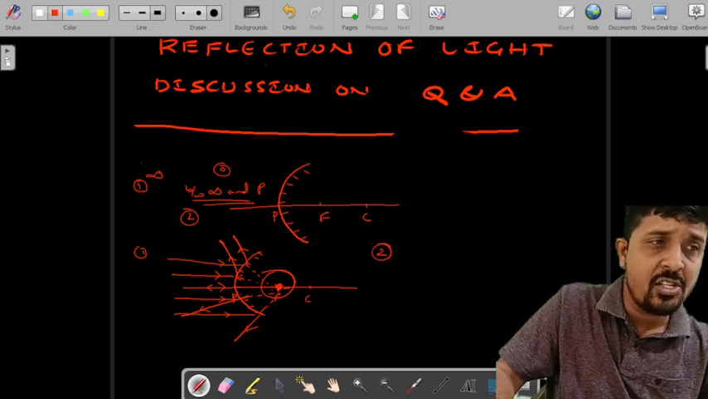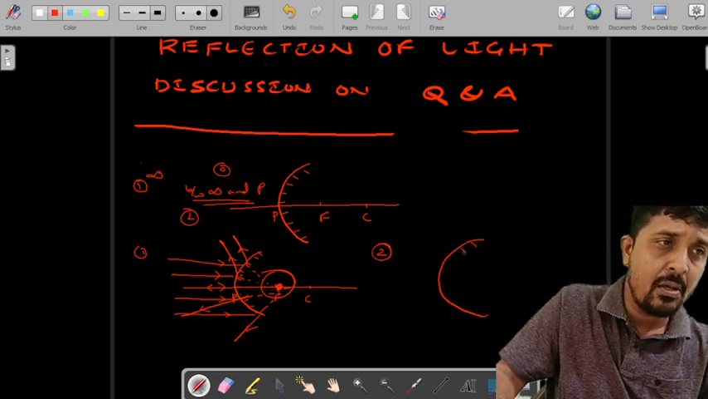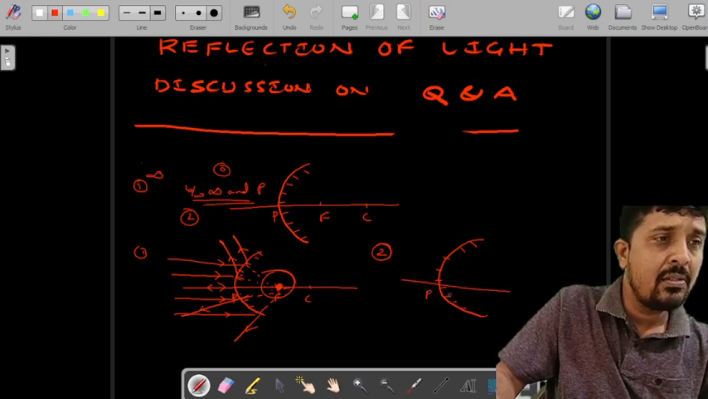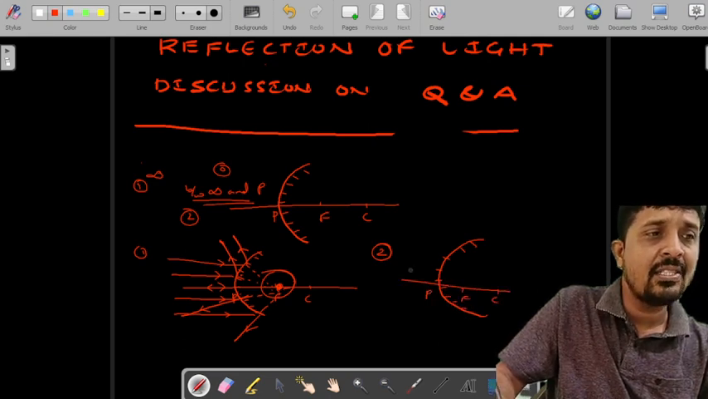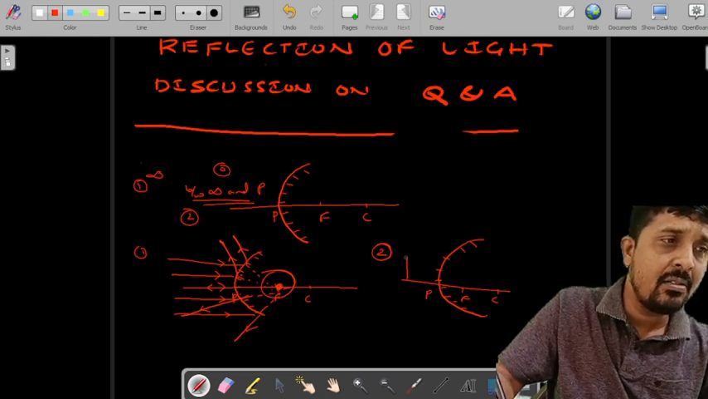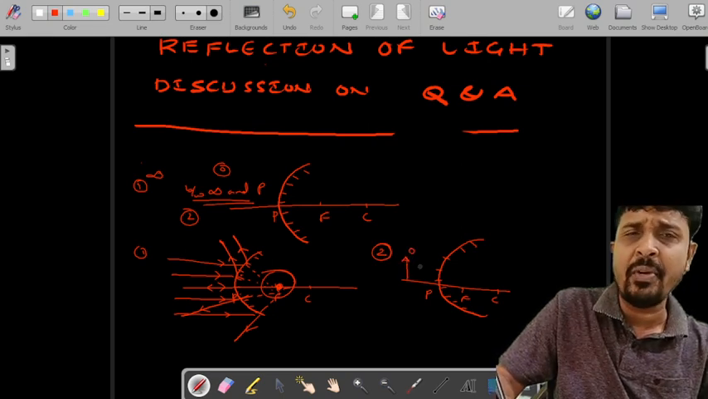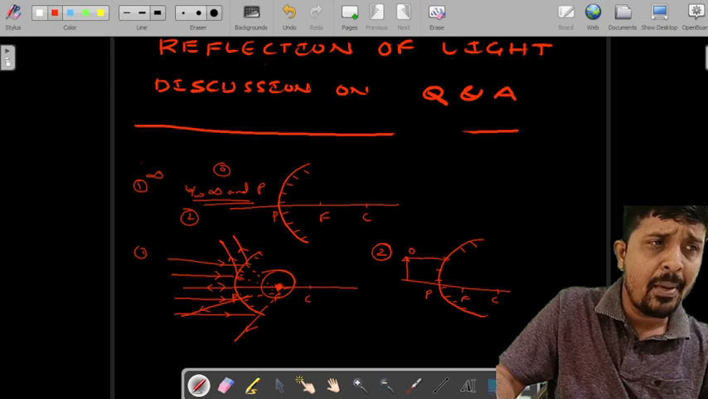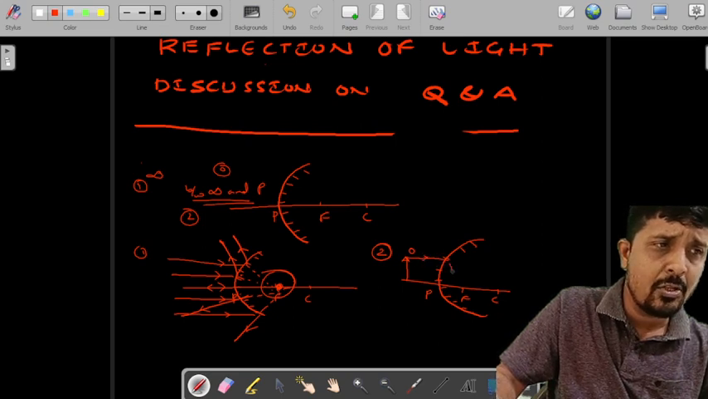For the second condition, again this is a convex mirror. This is P, F and C. Let us consider the object is placed somewhere between infinity and P, parallel to principal axis, should have to pass through F virtually.